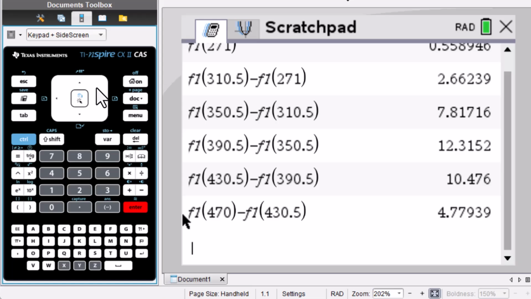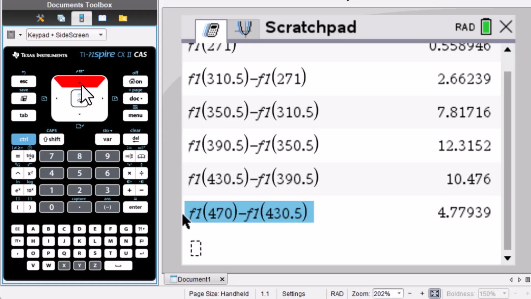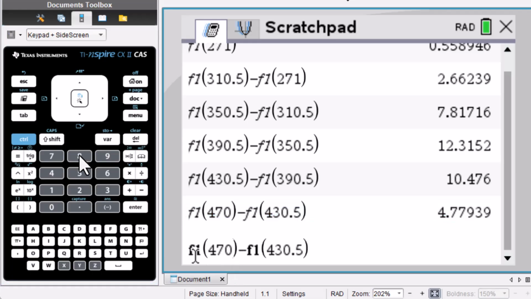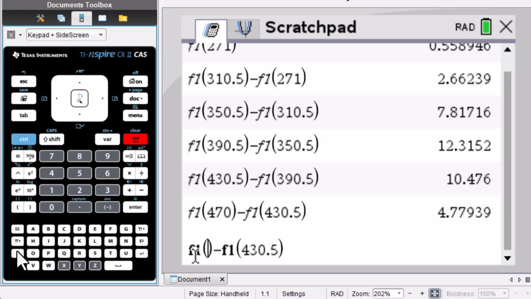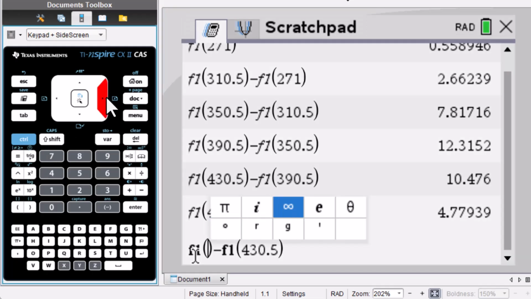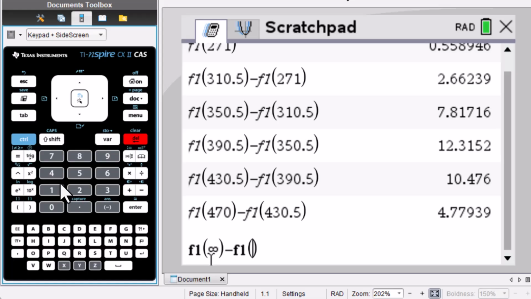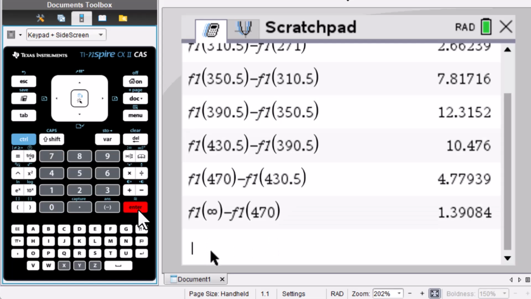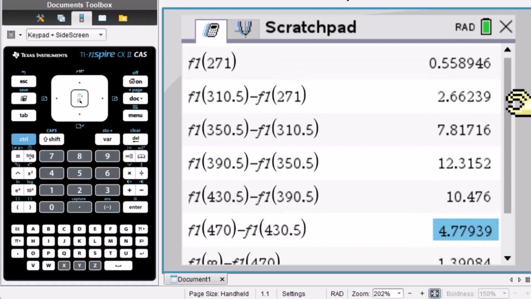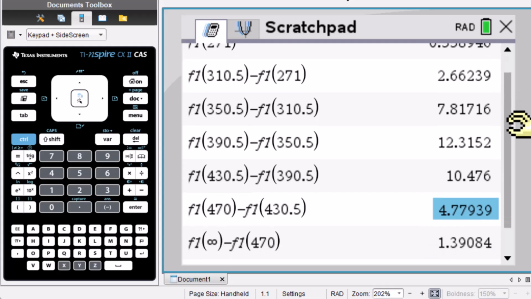Keep going. How to get more than 470? We can use F1 of infinity minus F1 of 470 to get the expected frequency for more than 470. Let's record all the data into our table.